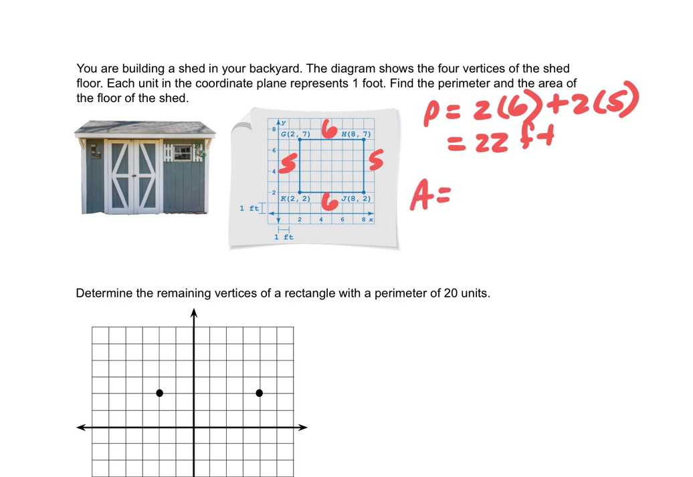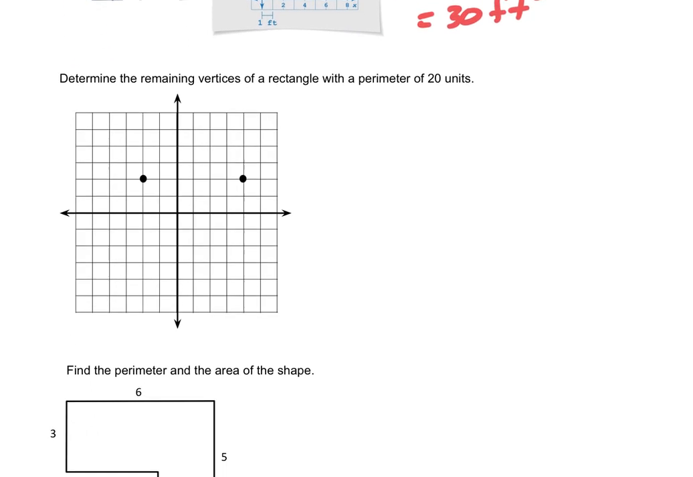Okay, what would we do to find the area of this guy? Length times width, right? What's my length? 6. What's my width? 5. 6 times 5. 30 feet squared. Really nice because it's a rectangle. Not much work to do. Okay? Unfortunately, they're not always going to be that easy and quick, but when it's a rectangle, life's pretty good.